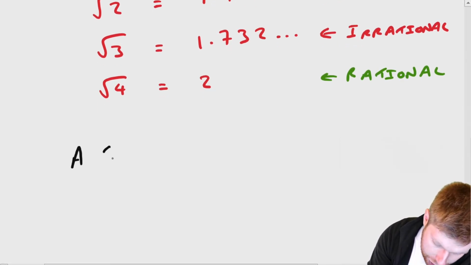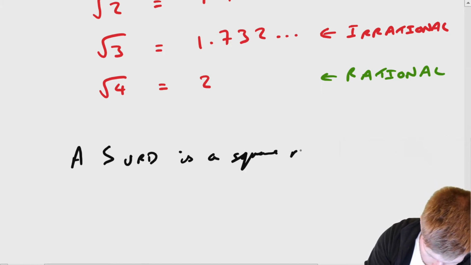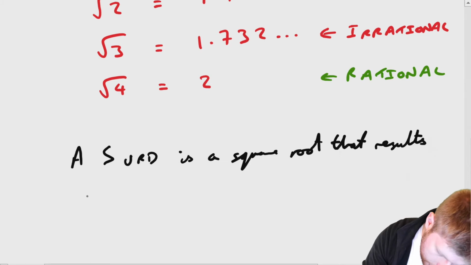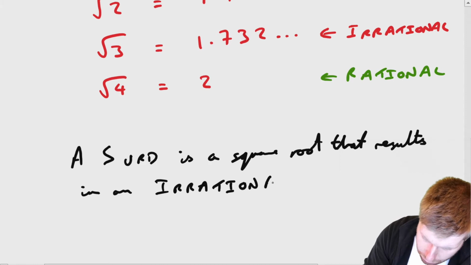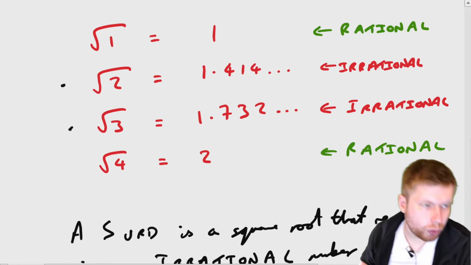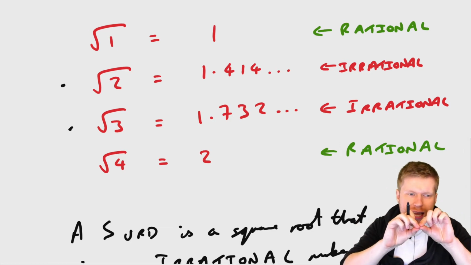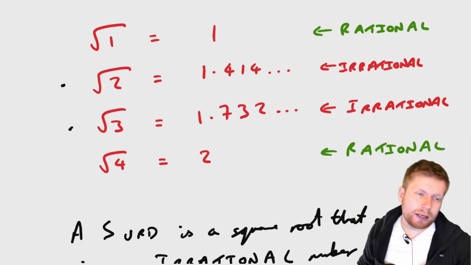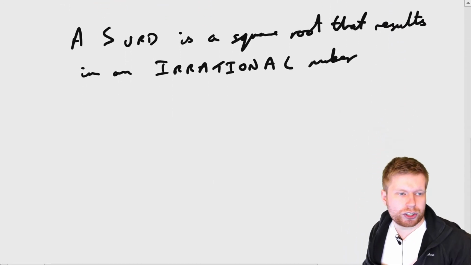So we can say then a surd is a square root that results in an irrational number. Remember, an irrational number is stuff like this. So this is irrational, this is irrational. It's basically the square root of a number, and it results in a number that looks horrible. It has loads of decimal places, and those decimal places will go on forever and ever, and it will never repeat. So it can never be written as a fraction. It's never rational. So a surd is a square root that results in an irrational number.